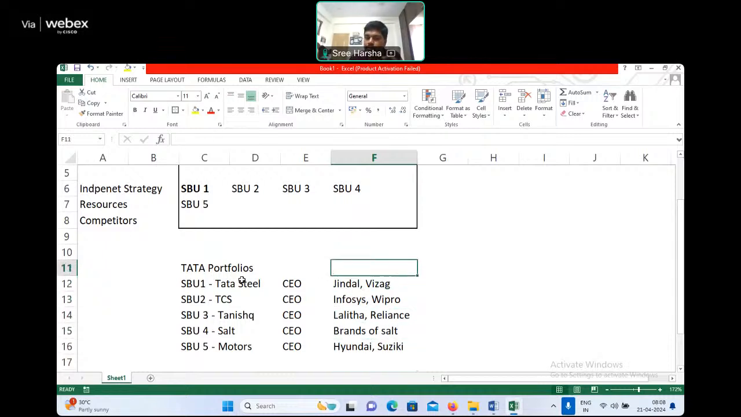So these are the different competitors. Different management should be there. Different competitors should be there. For each SBU, there will be a different competitor. Then only we call it an SBU. Different management, different competitors, and even the strategy will also be different.